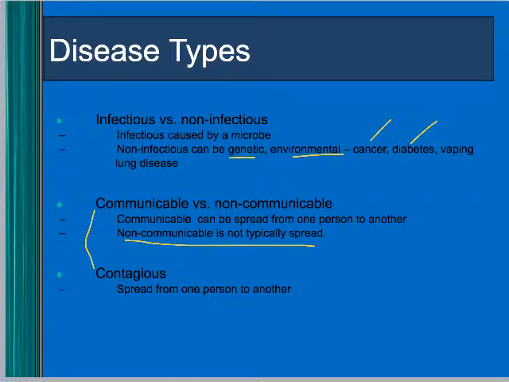Now you can have something that's infectious that doesn't spread. So like a toothache or appendicitis. That can be caused by bacterial infection, but you can't spread it from one person to the other.